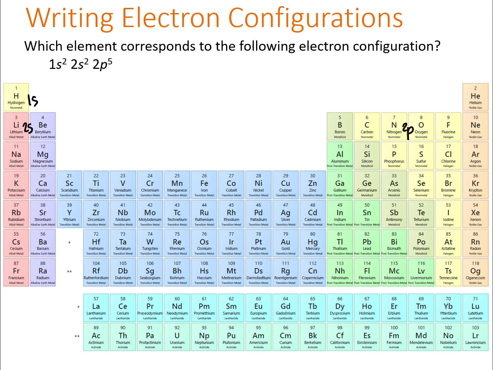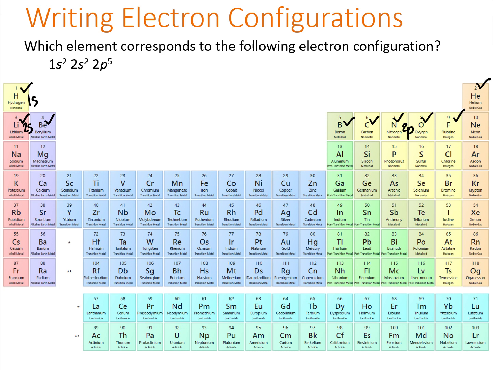You can walk and count it out. 1s2, that would get you to helium. 2s2 would get you to beryllium. 2p5, 1, 2, 3, 4, 5, would get you to fluorine. That's the less easy way. Still easy, just less easy.